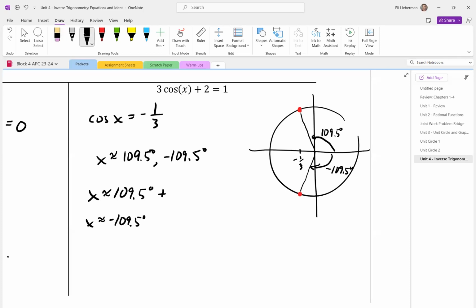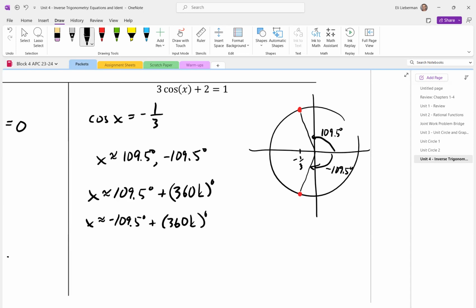What are we going to add to them? Are you good with that? Adding 2 pi k? No. 360k. We're in degree mode here. Well, you'd be skipping answers if you say plus 720k. So I hope that this makes sense. Are we good with that?